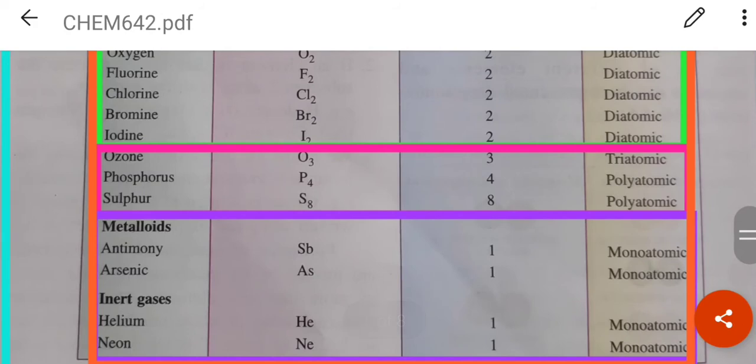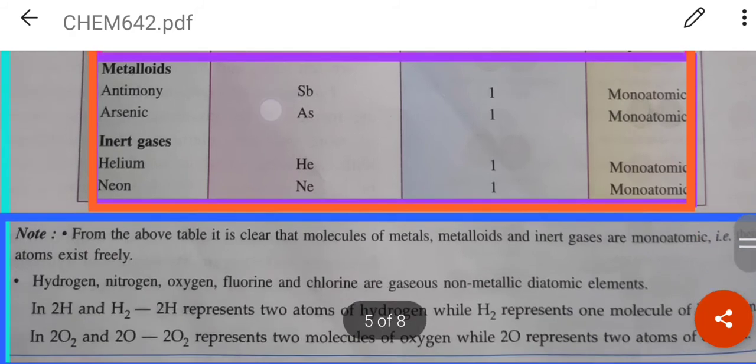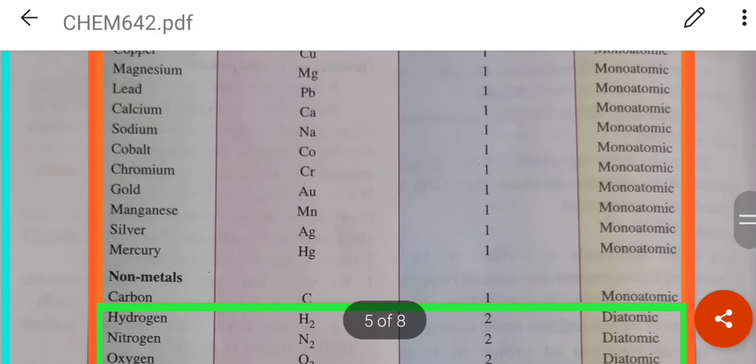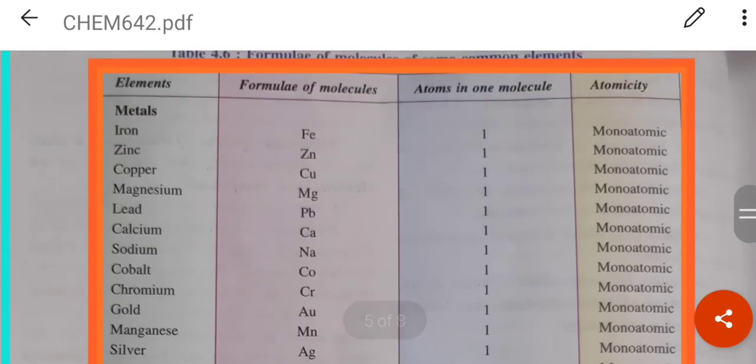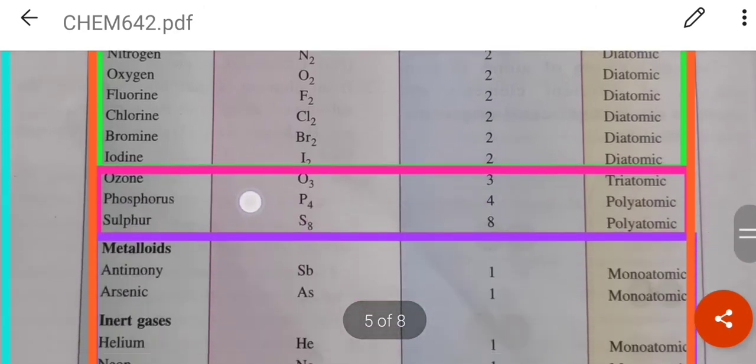Then you can see metalloids, the elements which show the properties of both metals and non-metals. Antimony, the symbol is Sb, arsenic As, then inert gases are monoatomic, helium He, neon Ne. But always remember, while writing the formulae of molecules, the first letter is capital and the second letter is small.